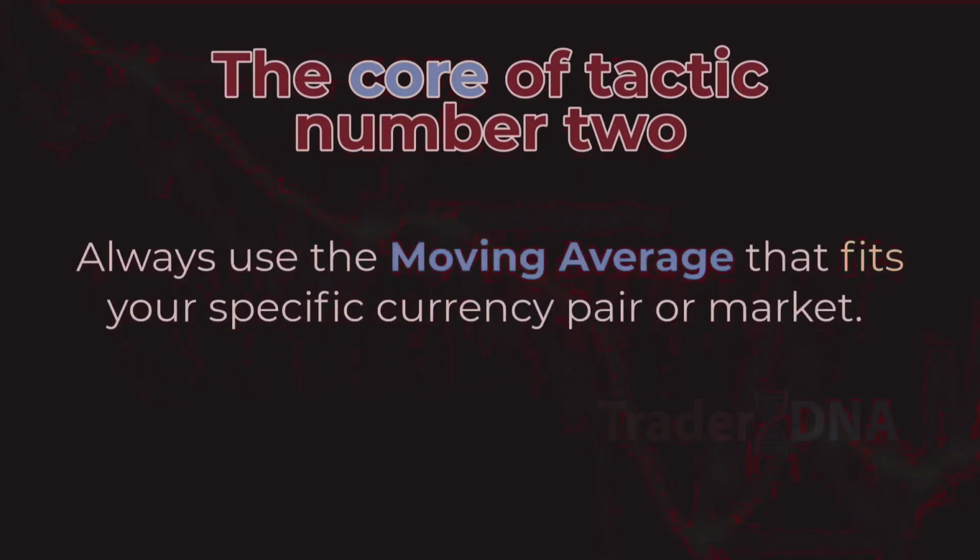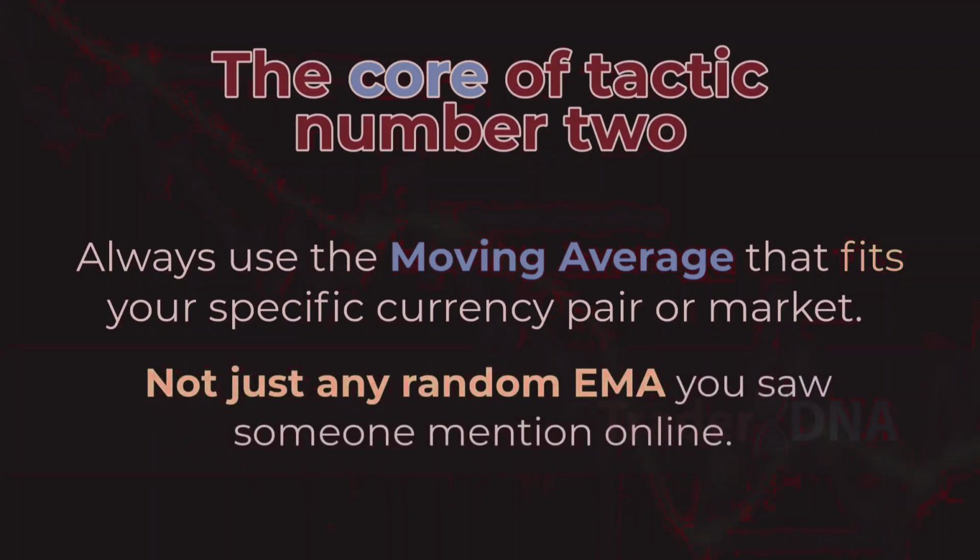Always use the moving average that fits your specific currency pair or market, not just any random EMA you saw someone mention online. The more accurately your EMA matches the market's rhythm, the sharper your edge becomes. And look, let's be real, this isn't some magic trick that makes you rich overnight, but once you know which EMA your pair actually respects, you're no longer guessing. You're trading with data, precision, and confidence. It's such a simple tweak, but it's insanely powerful when done right.